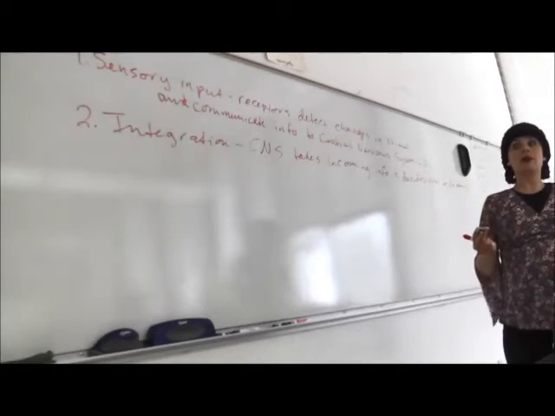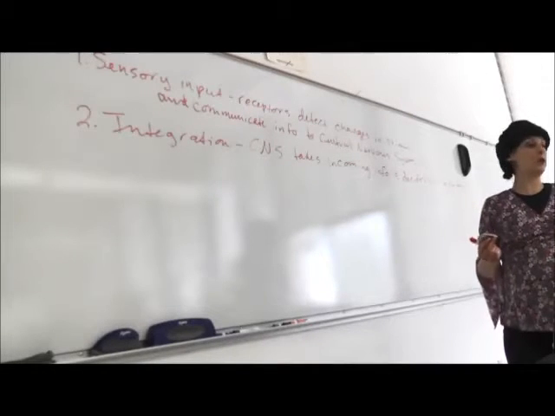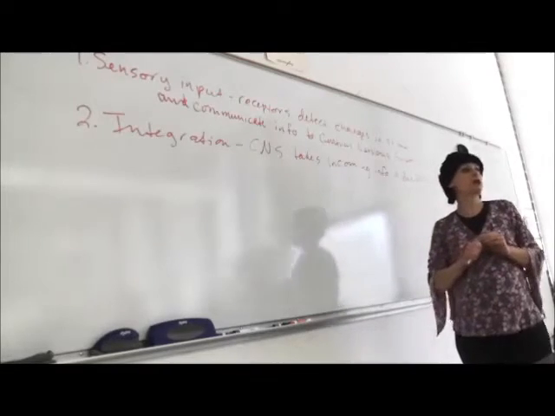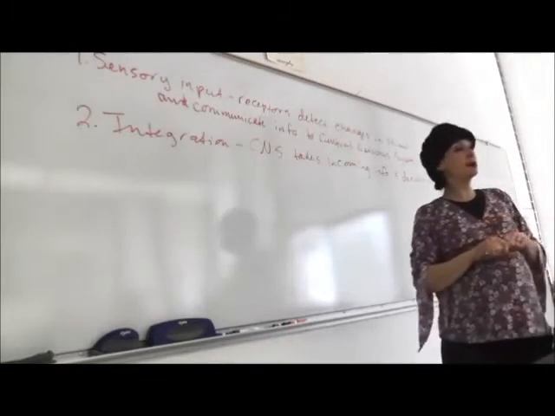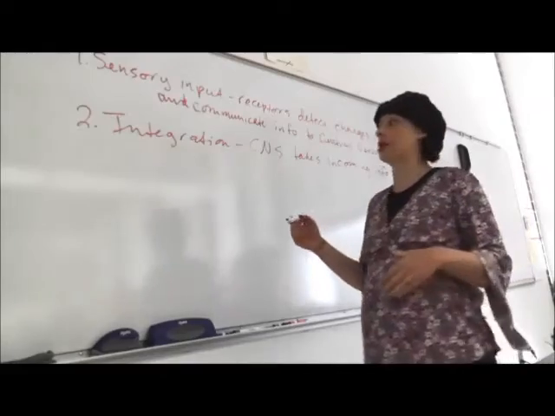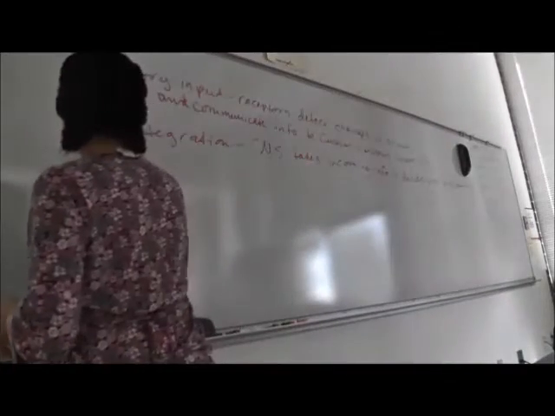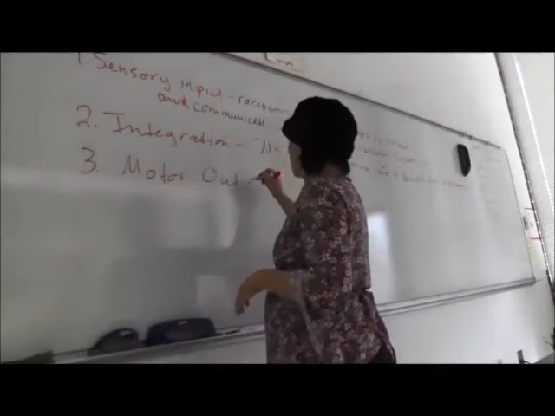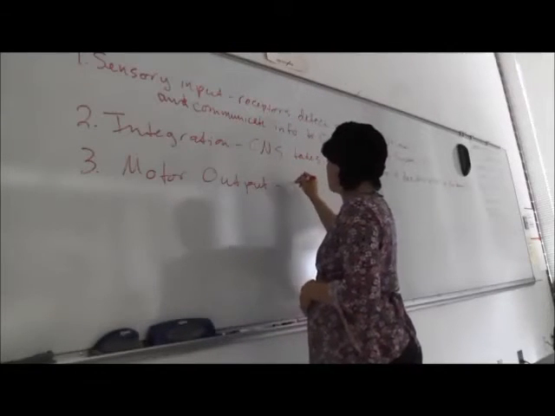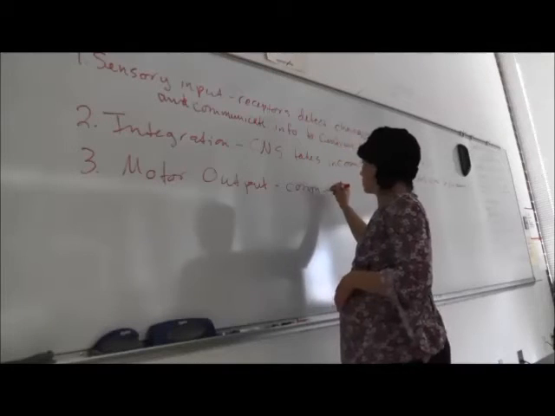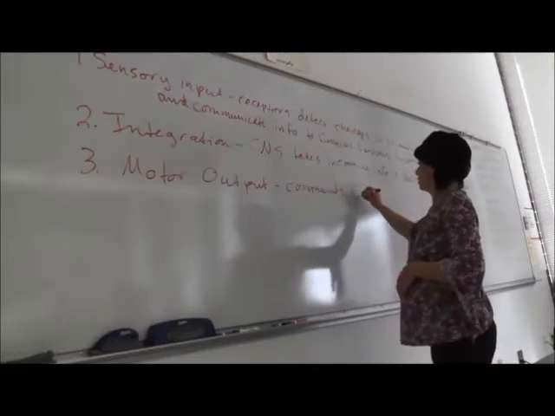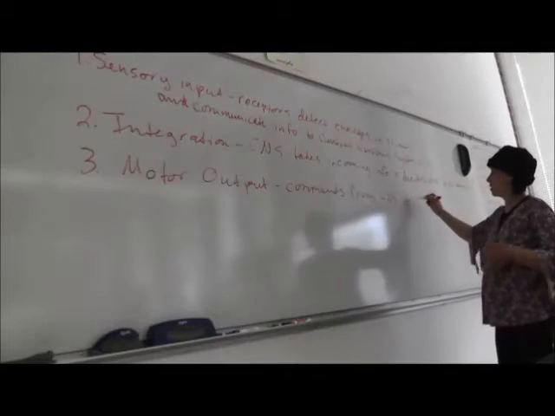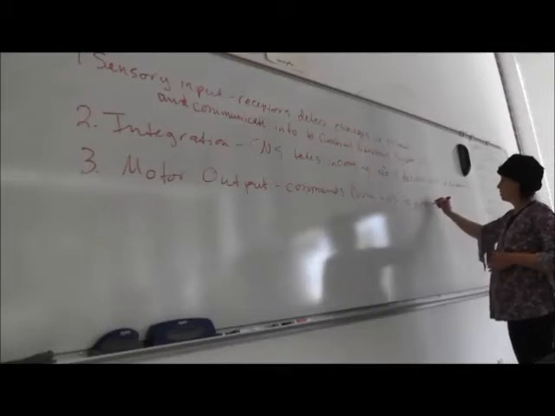If we've got to do something about it, then the third function will be carried out through what we call motor output. And so the central nervous system will stimulate effector organs that bring about some change. So our third function is motor output. And these are commands from the central nervous system to what are called effector organs that are going to bring about some change.